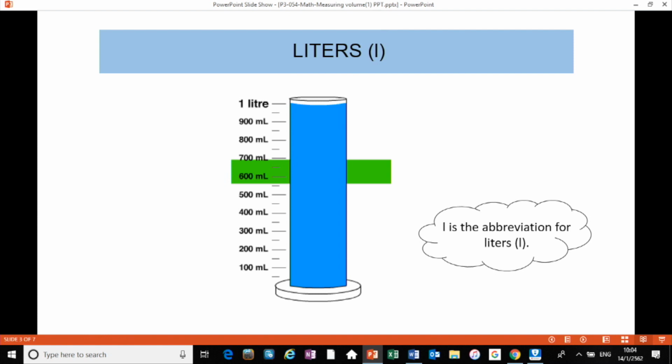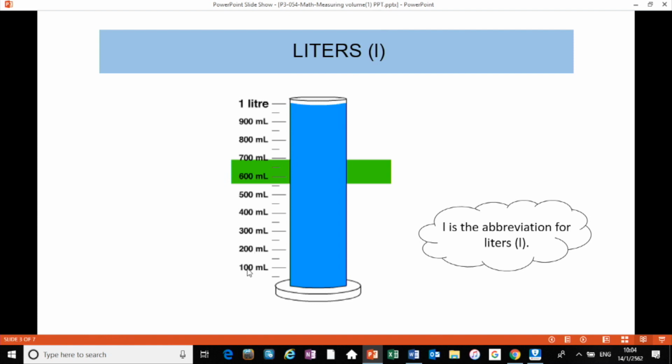So you can see, what does L stand for? Liters. And what does ML stand for? Milliliters. How many milliliters make 1 liter? 1,000 milliliters equals 1 liter. Excellent. So you see, the container here goes up in hundreds.